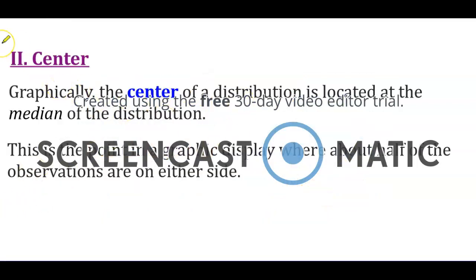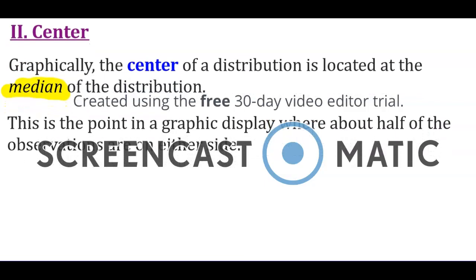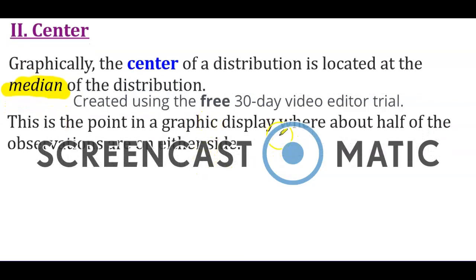Next, the center of a distribution is located at what is called the median of the distribution. Okay, and again, we've talked about median before. That's the point on the graphic display where about half of the observations are on either side.